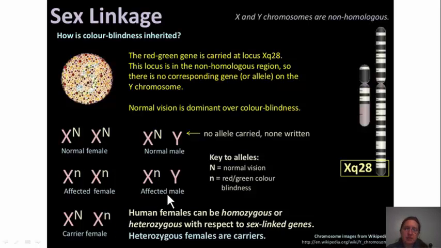In boys, because males only have one X chromosome, then they are either normal or affected, because the Y chromosome carries no allele for this gene, and we do not therefore write an allele. So females can be homozygous or heterozygous, and then heterozygous females are called carriers.